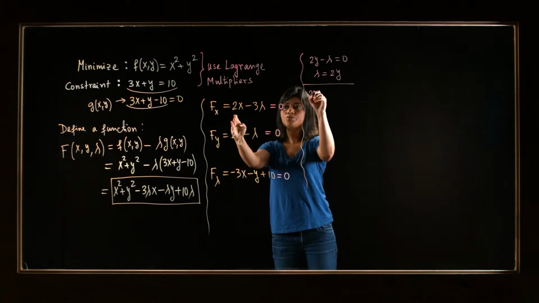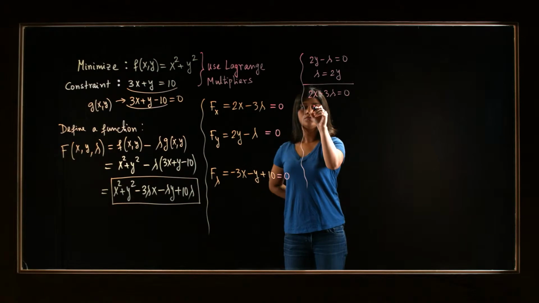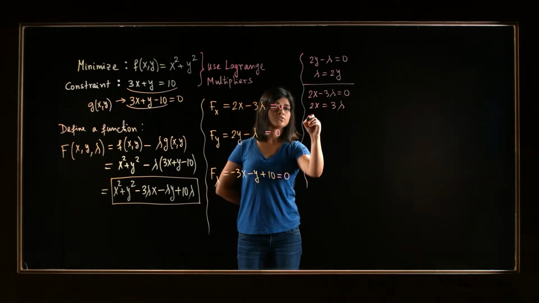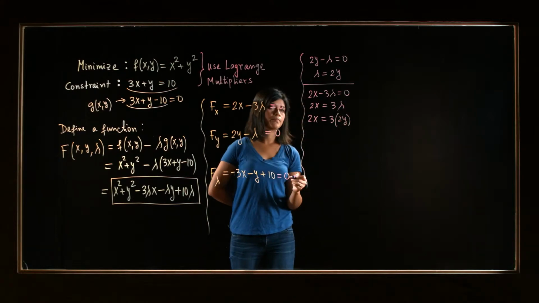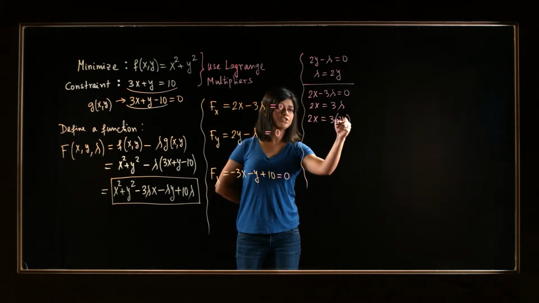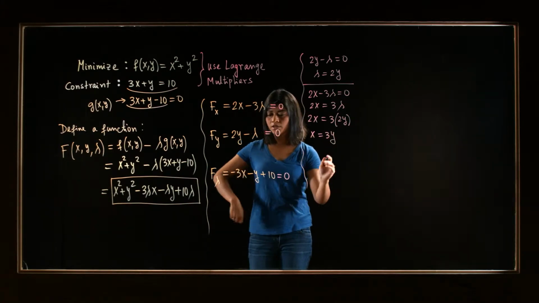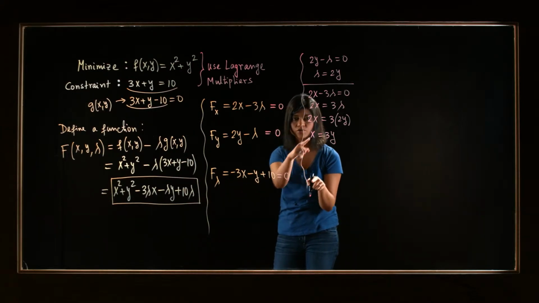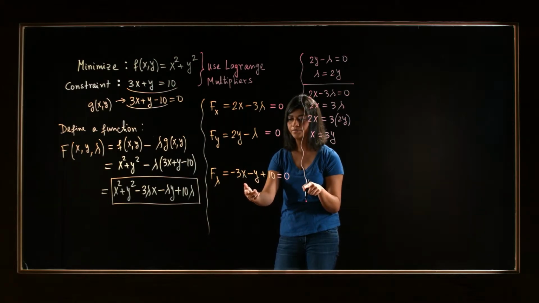So now take 2x minus 3 lambda is 0. So 2x is equal to 3 lambda, and plug in lambda equals 2y. So 2x is equal to 3 times 2y. And you can cancel out the 2, so you get x is equal to 3y. Now notice the last equation doesn't have any lambda, only x and y. So you can plug in the x value here, and then we can solve for y from there, right?